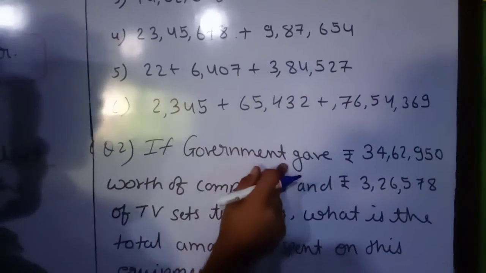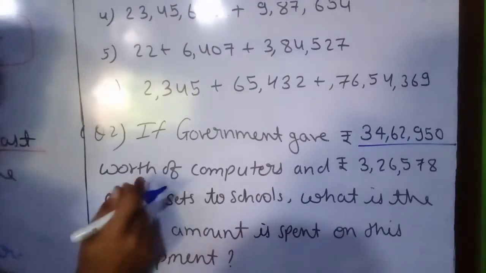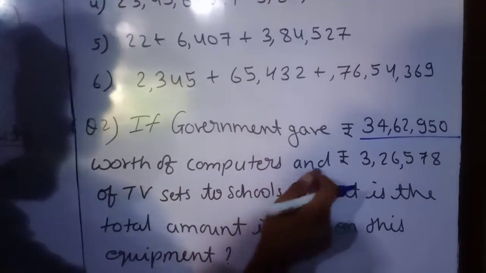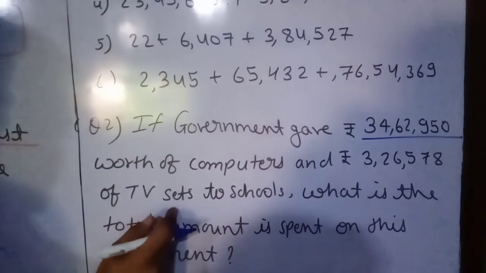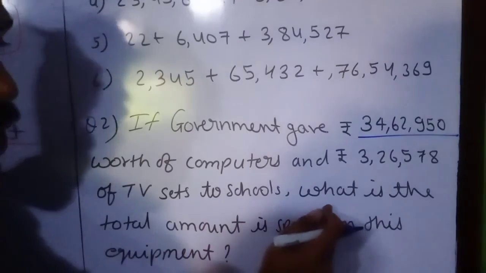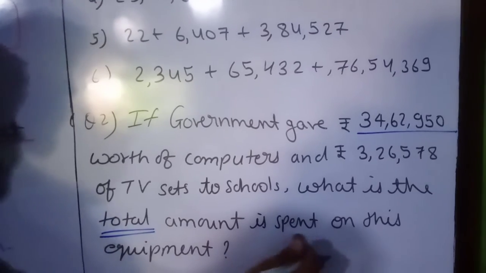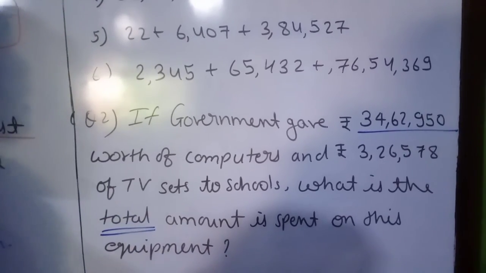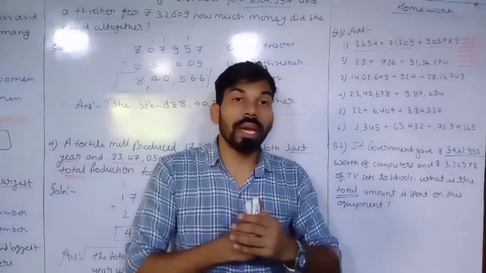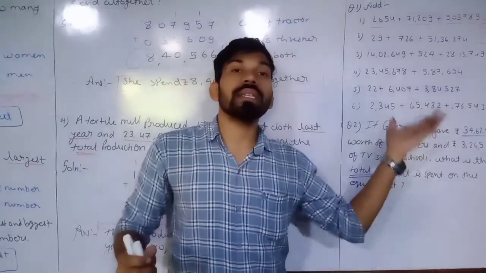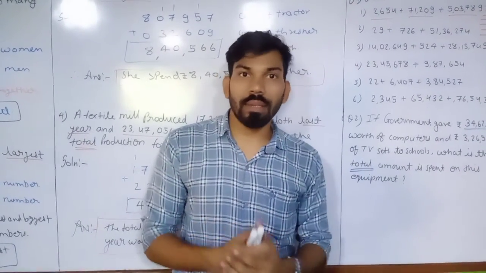If the government gave rupees 34,62,950 worth of computers and rupees 3,26,578 of TV sets to schools, what is the total? What is the total amount spent on this equipment? So here you should write the cost given by the government to the schools for the computers and for the TV sets, and we are going to add this. At the last we have to write the answer.